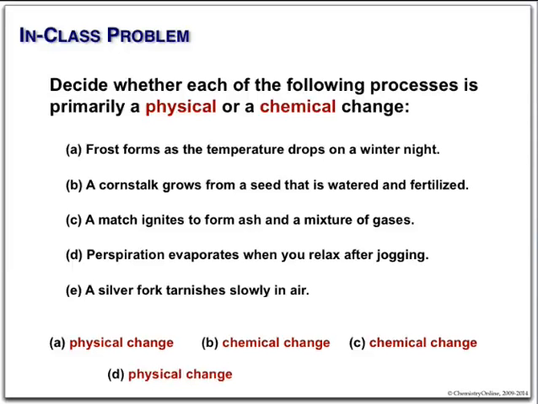And the last one here, silver tarnishes in air. Nobody uses silver anymore. One of the reasons is it tarnishes in air. And that's a real bummer because you have to polish it all the time. What's actually happening here is that the air will contain a little bit of dihydrogen monosulfide, also just called hydrogen sulfide. And this undergoes a chemical reaction with silver to give silver sulfide, which is black. So this is a chemical change.